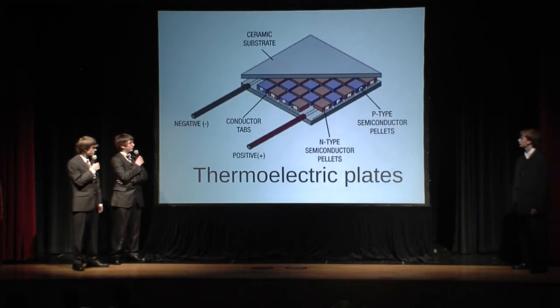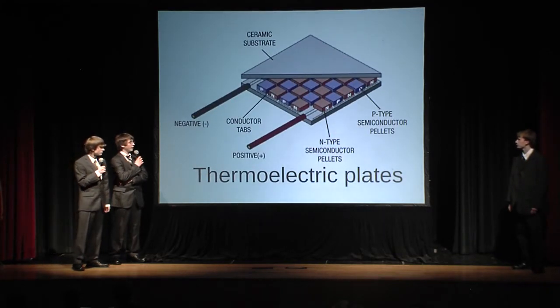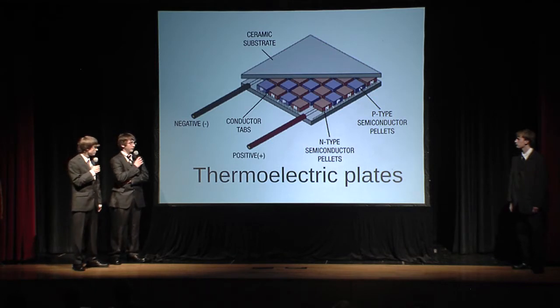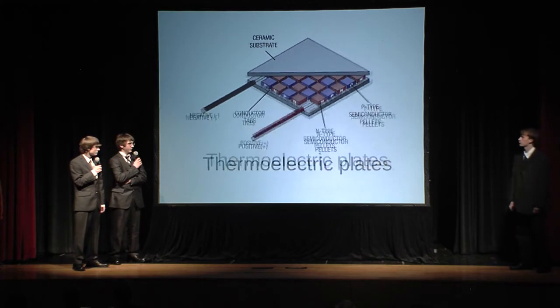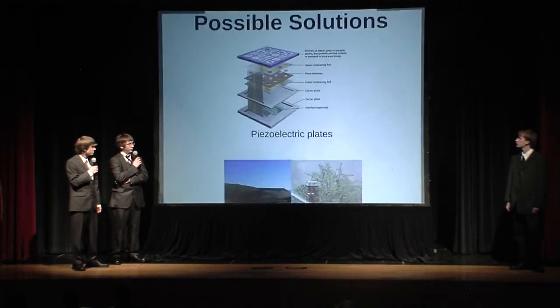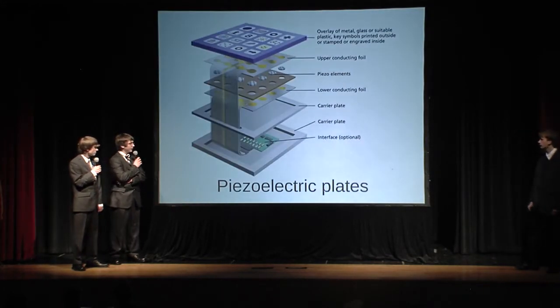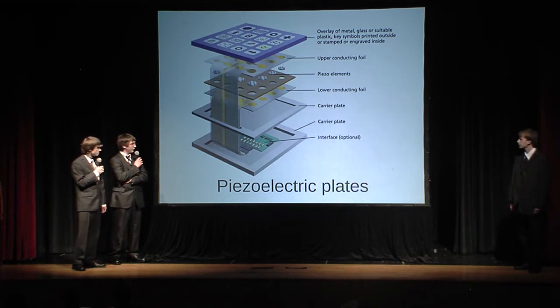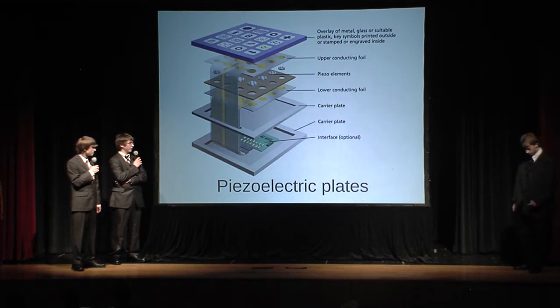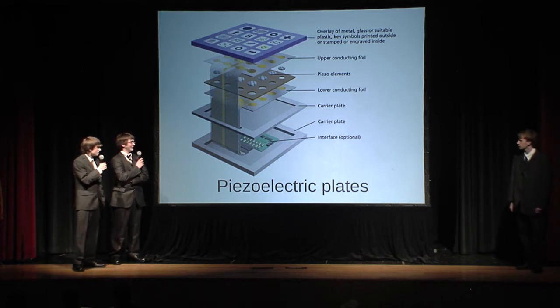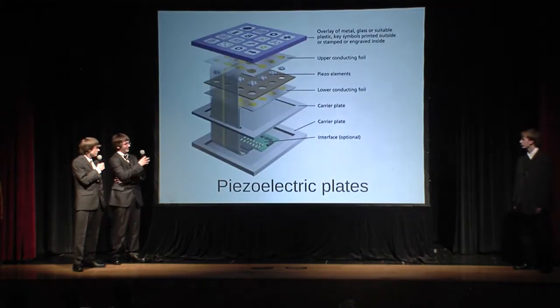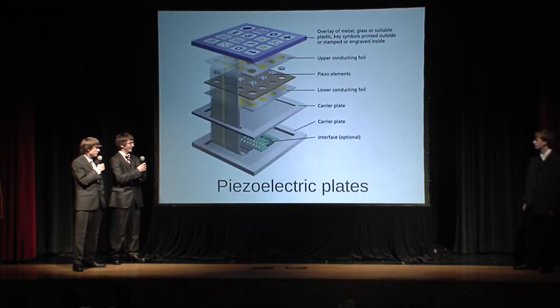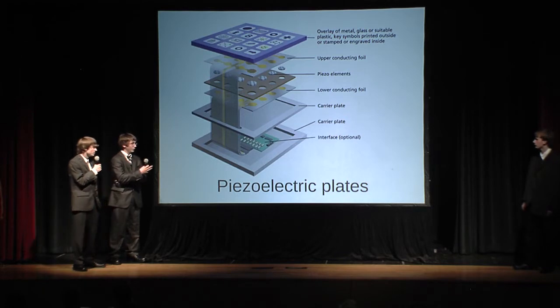One way we can capitalize off this heat energy is through thermoelectric plates, which when exposed to different temperatures produce an electrical charge. Another energy that's wasted in our society is kinetic energy. A way to capitalize off of that is through piezoelectric plates, which can be implemented into roofs and sidewalks to produce a voltage also.